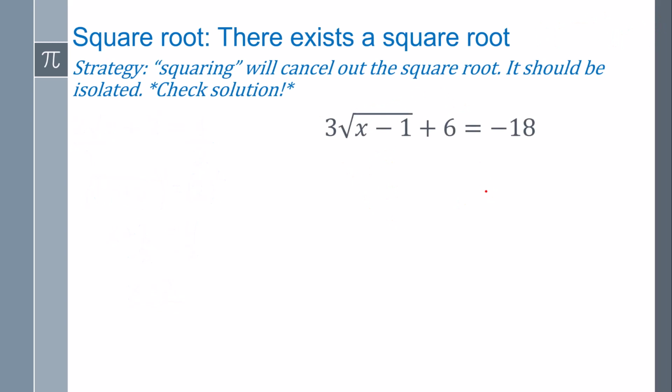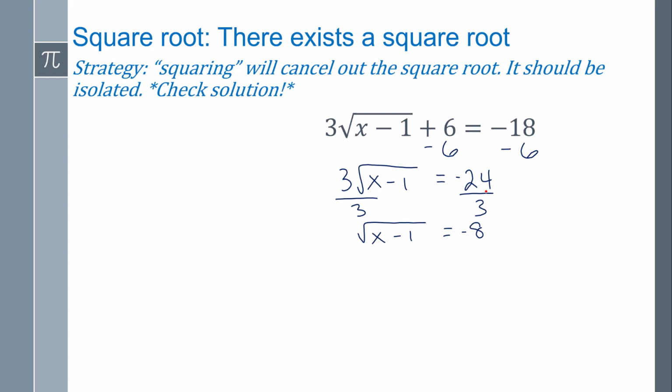Let's look at another one. Again, we need to isolate the square root. So we're going to subtract 6 on both sides. We're going to divide both sides by 3. And now that it's by itself, we're going to square both sides. And so I get x minus 1 equals 64. Add 1 on both sides, I get 65.